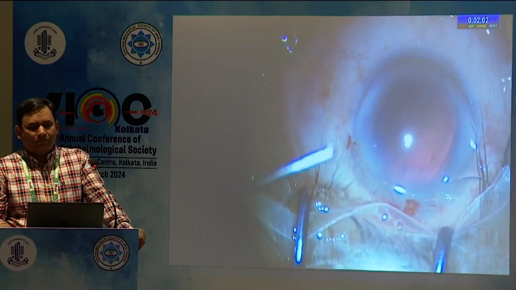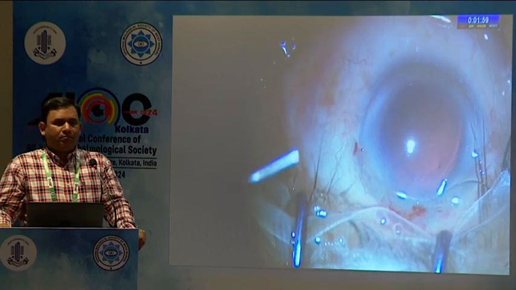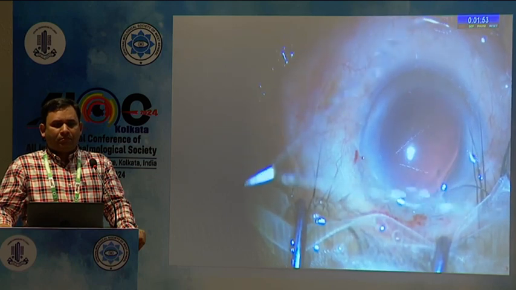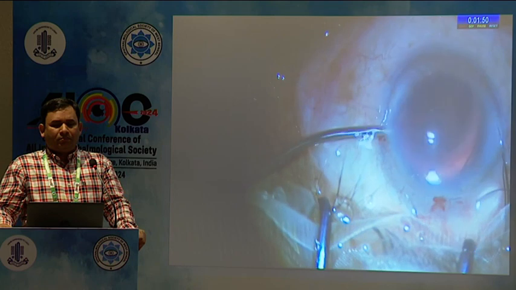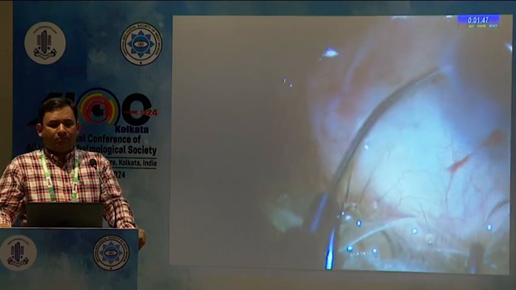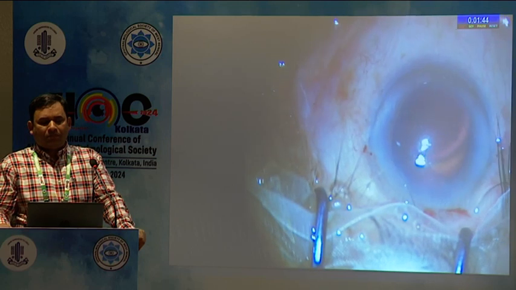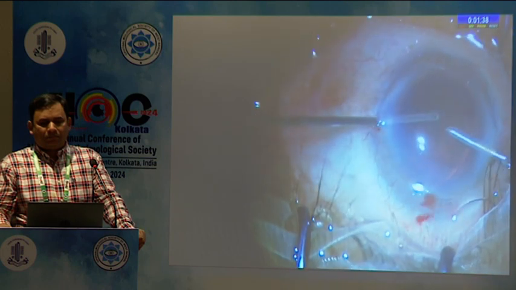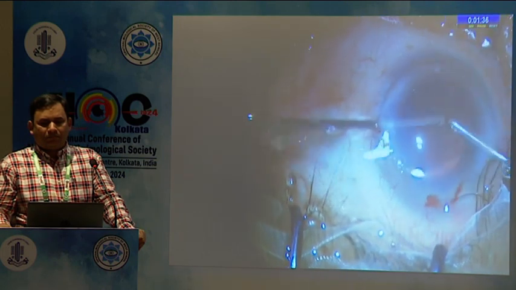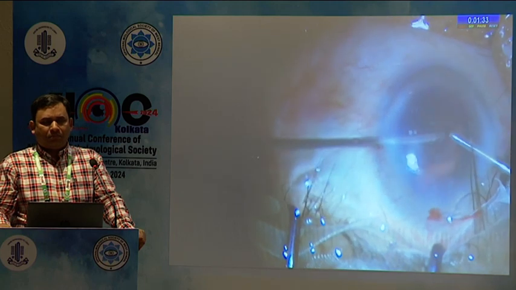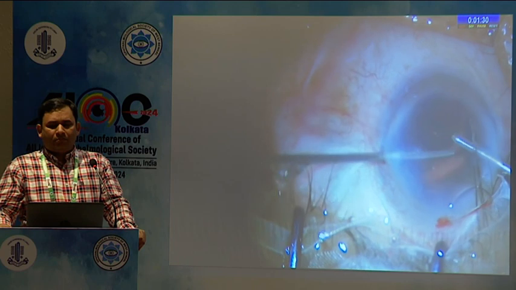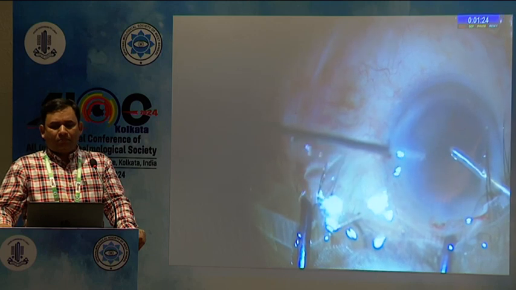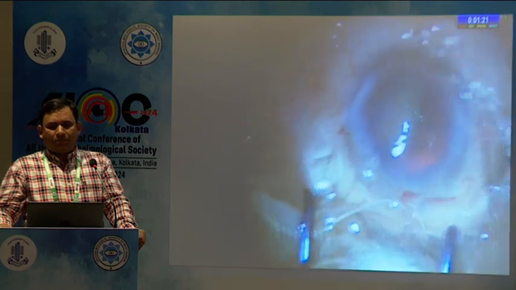The key point to be noted is that irrigation should be directed towards the anterior chamber because we want to avoid undue hydration of the vitreous. Now we are going to perform the anterior vitrectomy. When we did the anterior vitrectomy, we removed one piece of epinucleus. Then, without going for fishing of the nucleus, the nucleus started coming towards the anterior chamber.